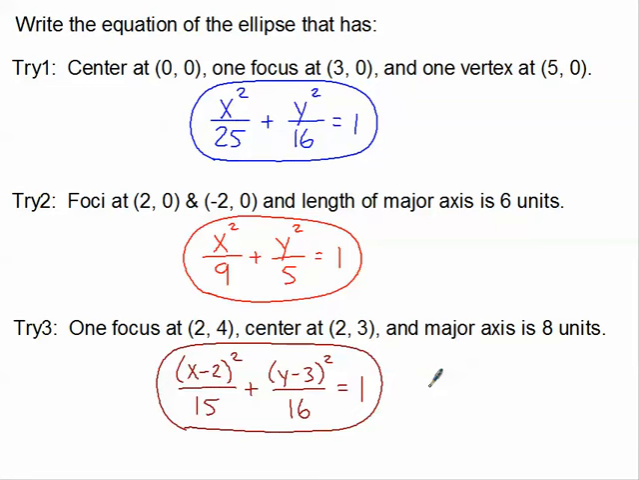Notice that the first 2 are horizontal ellipses. I know this because A squared was the bigger number, and that's underneath the x in each one of these. We used major axis in these second 2 examples or tries. The major axis, remember, is the longer axis, and it's exactly 2 times the value of A. So since the major axis is 6, I know that A is half of that, and since the major axis here is 8, I know that A is half of that. Notice that in try 3, though, we're talking about a vertical ellipse if you graphed the pieces.